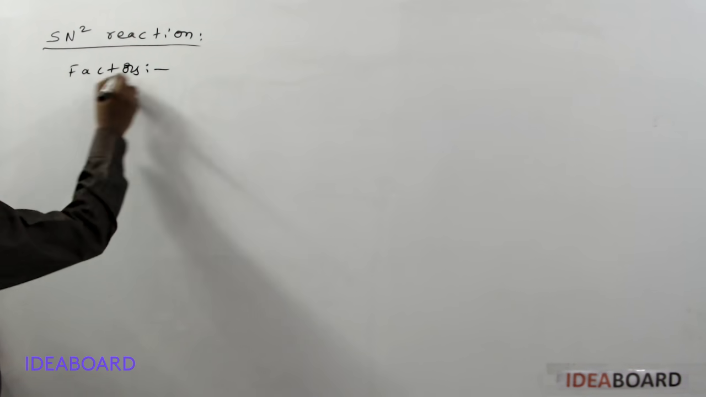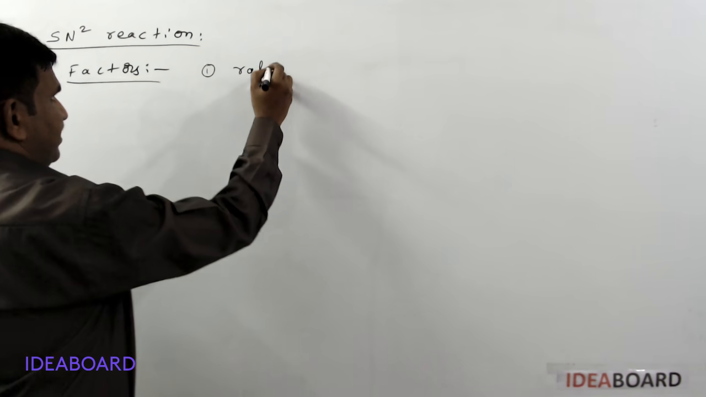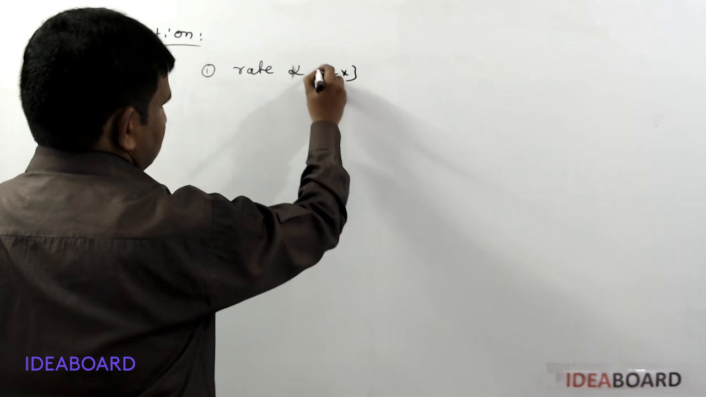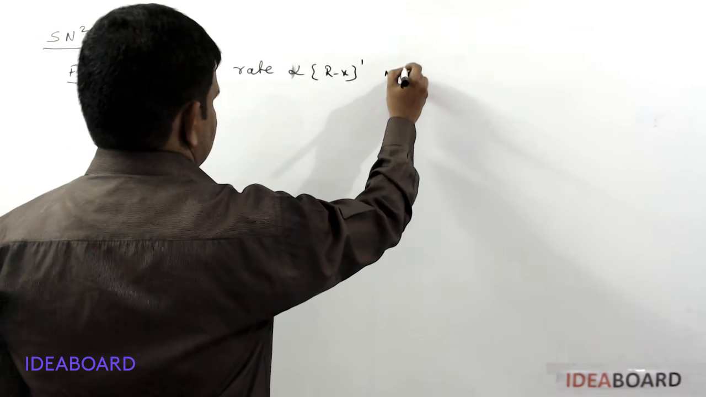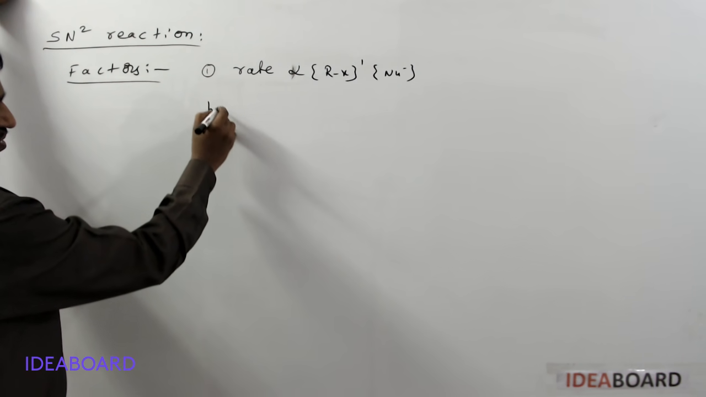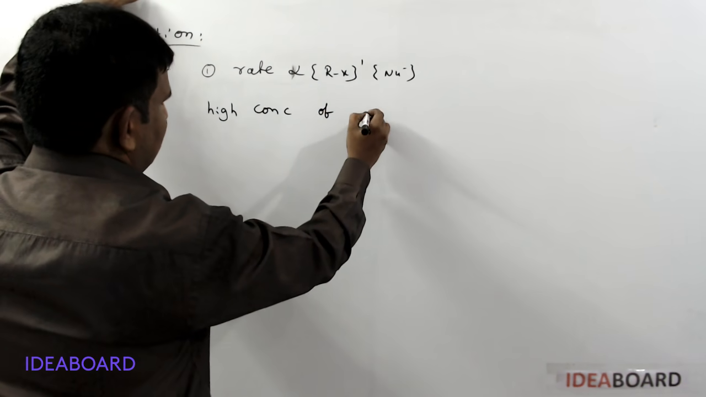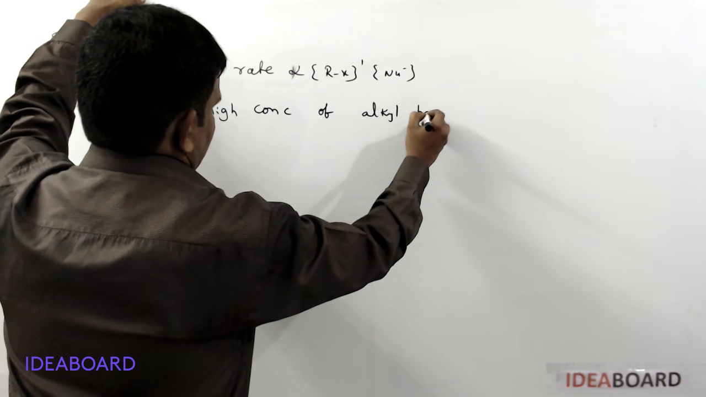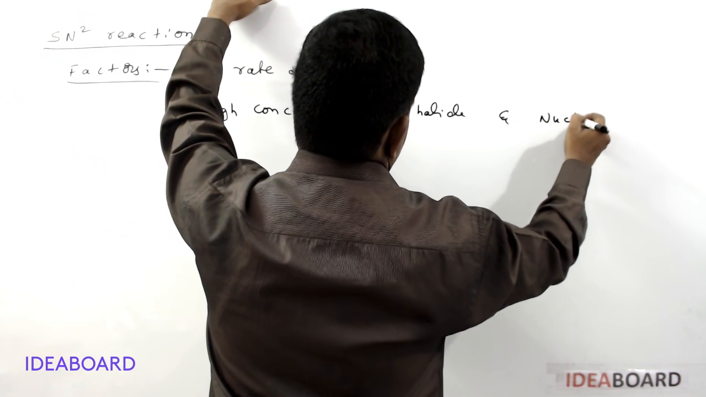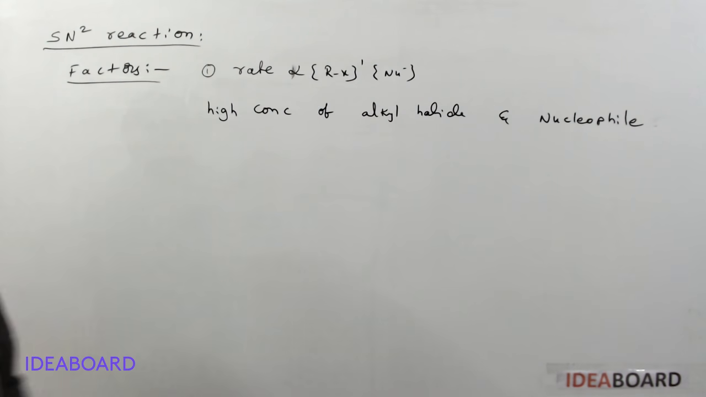Next, factors affecting SN2 reaction. In this first one, we said already the rate of reaction is directly proportional to the concentration of alkyl halide and the concentration of nucleophile. So a high concentration of alkyl halide and nucleophile is required.